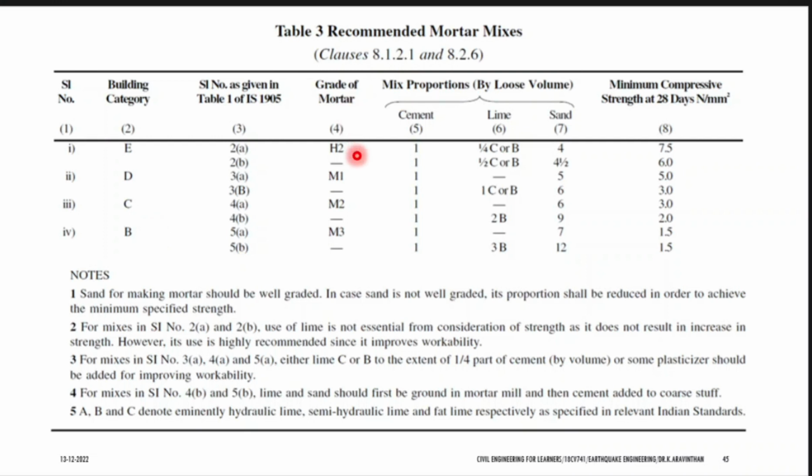The grade of mortar which should be used: minimum compressive strength for 28 days is 7.5 Newton per mm square. At zone 5, the mortar strength should be at least 7.5 Newton per mm square of compressive strength. One part of cement, this part is known as limestone and this part is called sand. For zone 4, it should be 5 Newton per mm square. For zone 3, it should be 3 Newton per mm square and zone 2 is 1.5 Newton per mm square.